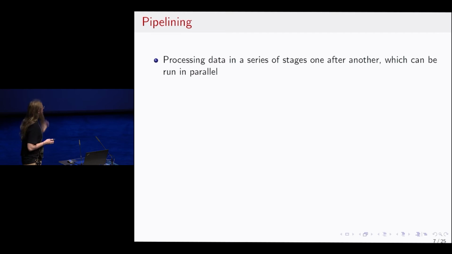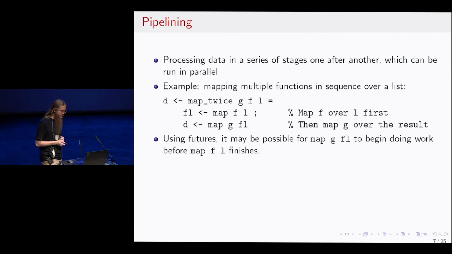So now this gives a good example for pipelining, where we process data in a series of stages, one after another, potentially in parallel, although sometimes it's nice to think about pipelines in more of a sequential sense for reasoning. So for instance, if we wanted to map multiple functions in sequence over a list, we could compose the map function with itself. First map f over the list L, and then map g over the resulting list FL.